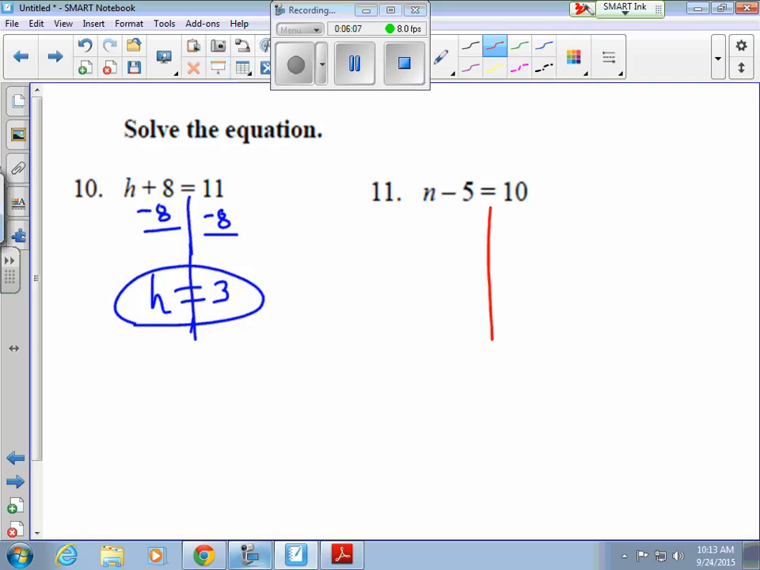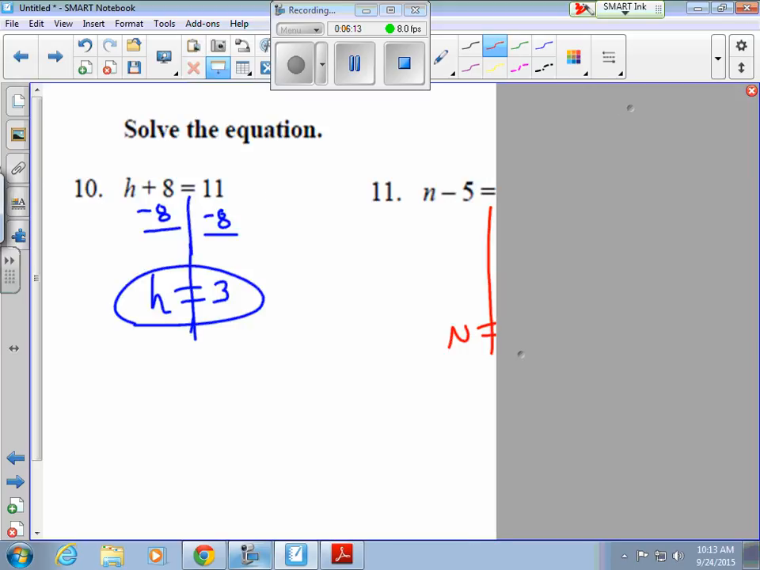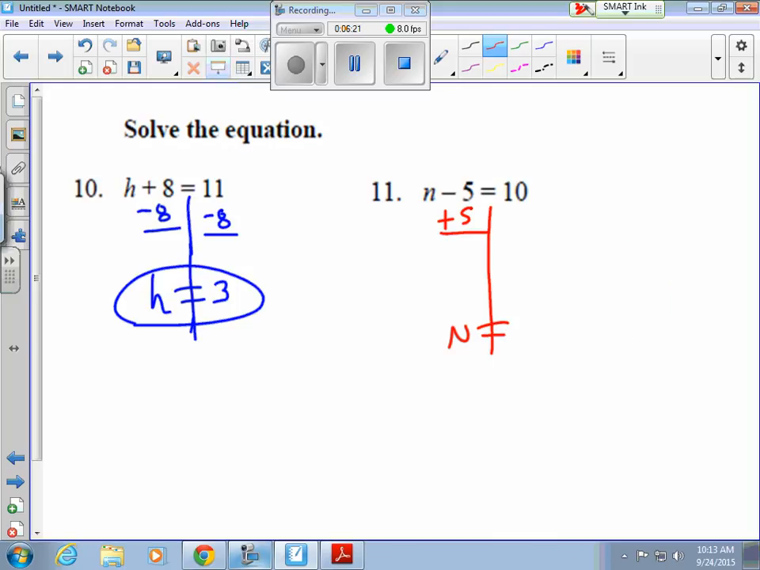N minus 5 is 10. Same thing. We want N equals all by itself. We don't have that. We have N, and when you look just at its side, it says minus 5. You undo that by plus 5. That's what the inverse operation is. That's the way you cancel it out. Get rid of that. Do the same thing on the other side. 10 plus 5 is 15.